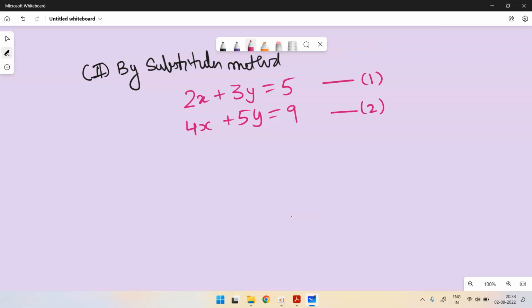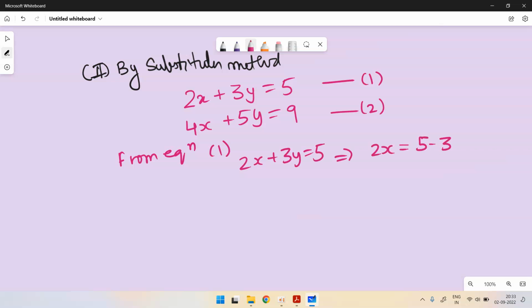Now, from equation number 1, 2x plus 3y equal to 5, which implies that 2x equal to 5 minus 3y, which implies that x is nothing but (5 minus 3y) by 2. I am taking this to be the third equation.